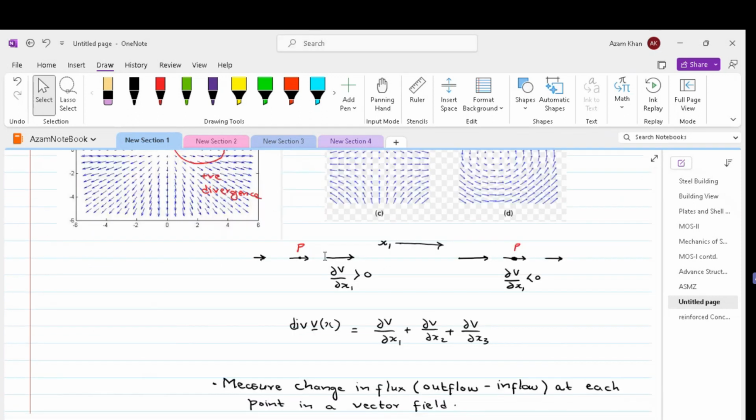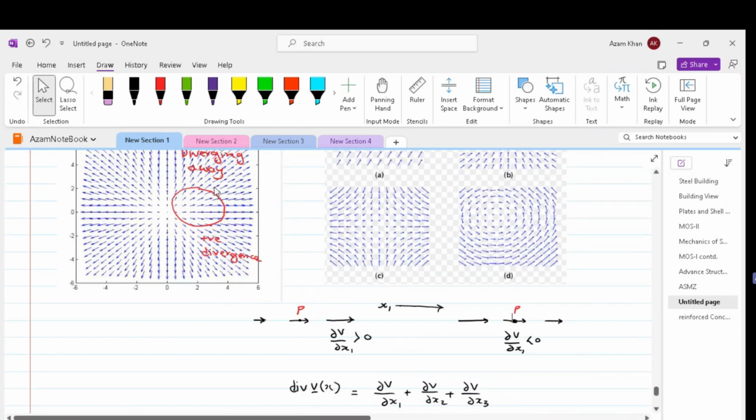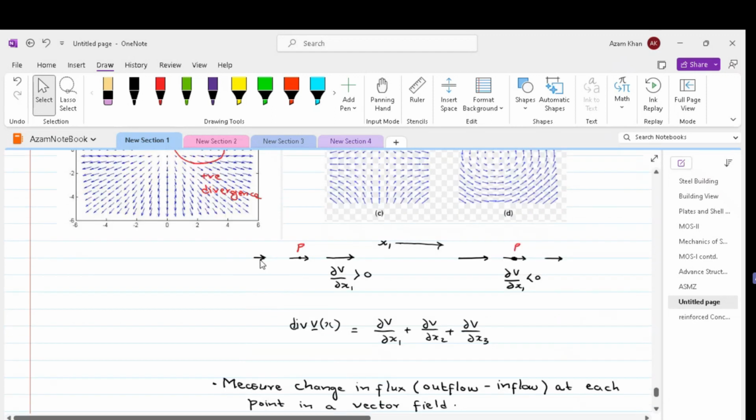Now let us try to explore what this formulation is saying. Imagine we have a point P around which we are trying to find out the divergence. So point P can be the region within the vector field. Now, as we can see from the magnitude of the arrows, as the arrows move in the horizontal direction, their magnitude increases.